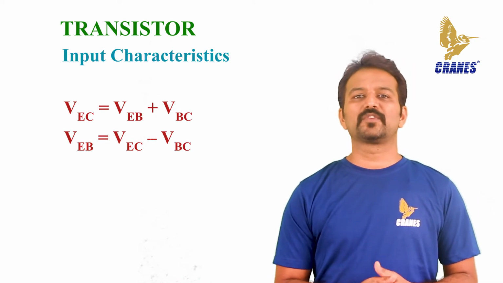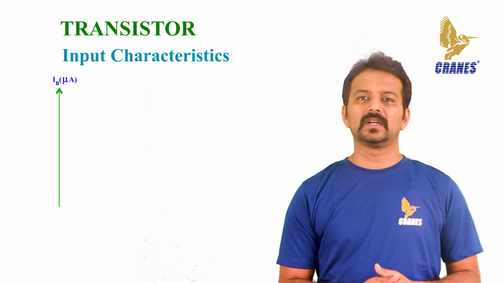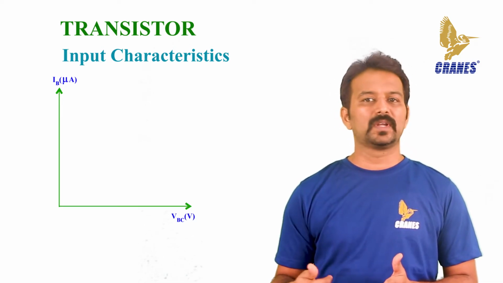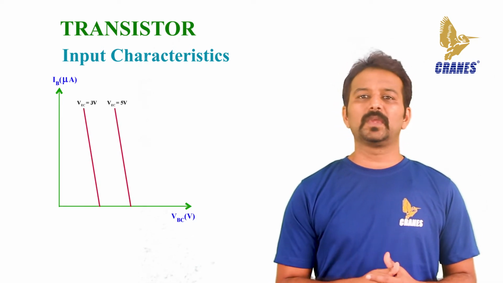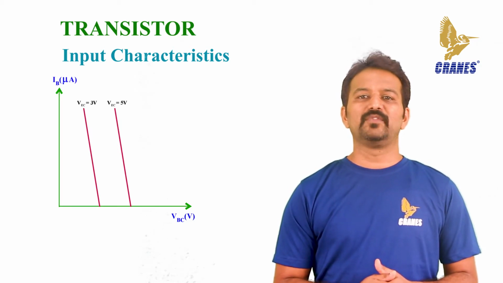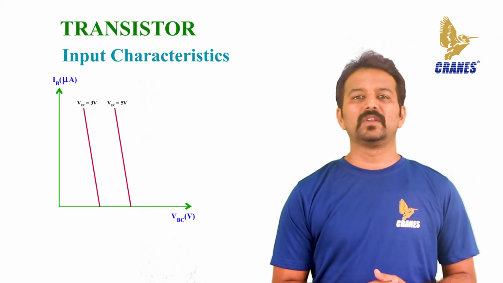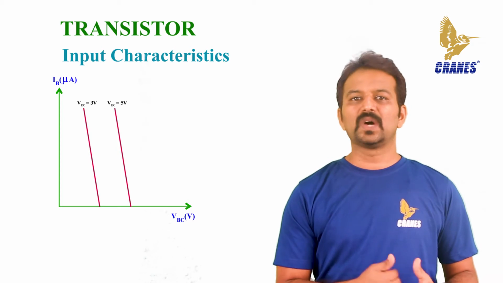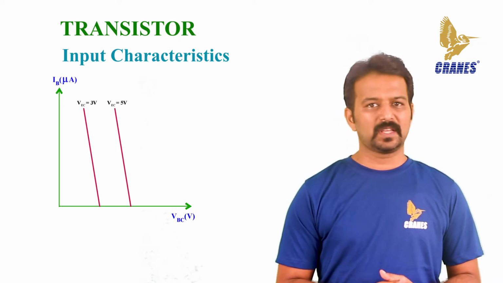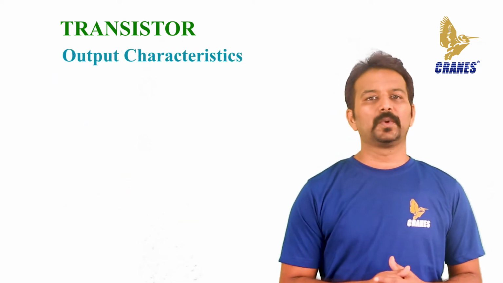The input characteristics of a common collector configuration are obtained between the input current, that is IB, and the input voltage VCB at the constant output voltage VEC. Keep the output VEC constant at different levels and vary the input voltage VBC for different points and record the IB values for each of the points. Now, using these values, we need to draw a graph between the parameters VBC and IB at constant VEC. Let us look at the output characteristics.